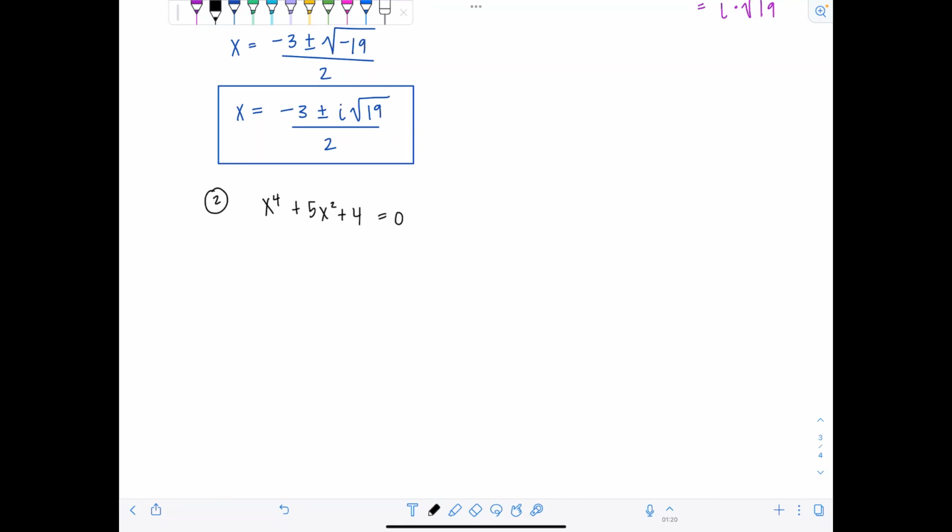Fortunately for us, this equation actually factors. Can you notice? We have x squared plus 1 times x squared plus 4 equals 0. So it factors just like a normal quadratic trinomial would, but we have x squared and x squared instead because this is x to the 4th. All right. Now again, we're going to apply the zero product property. So I'm going to set each factor equal to 0.